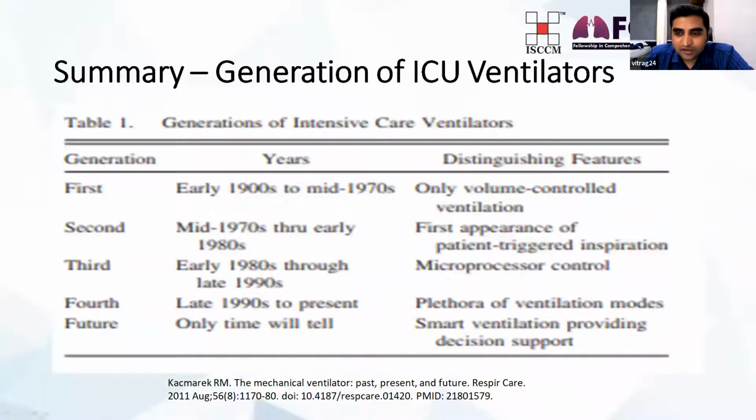So, in summary of the generations of ICU ventilators: the first generation, between 1900 and 1970, had only volume control ventilation. The second generation, mid-1970s to early 1980s, saw the first appearance of patient-triggered operation, so spontaneous breathing was encouraged. The third generation, between 1980 and 1990, saw the evolution of microprocessors. And the fourth generation, from the late 1990s to present, has a variety of ventilators and a plethora of ventilatory modes.